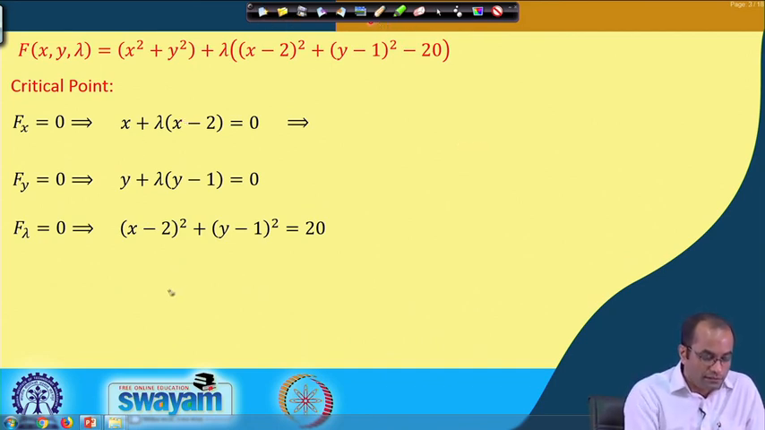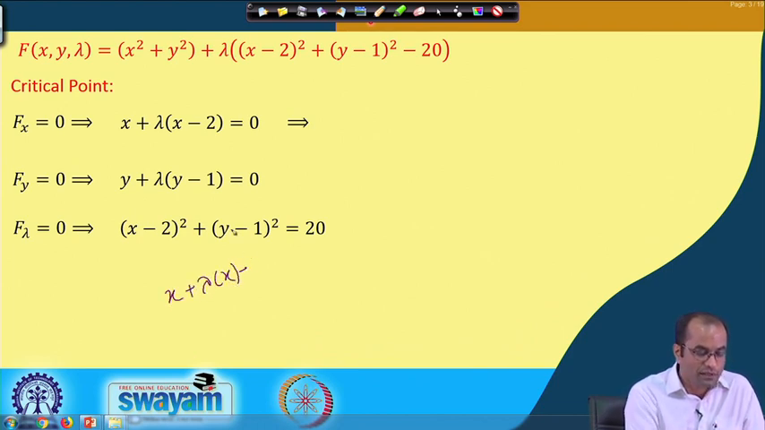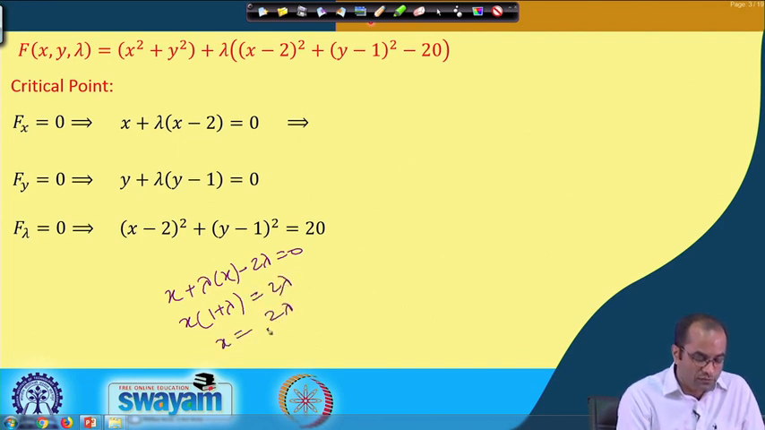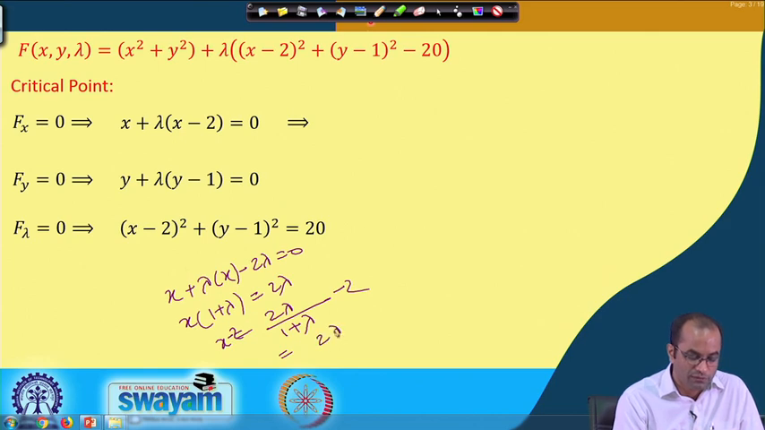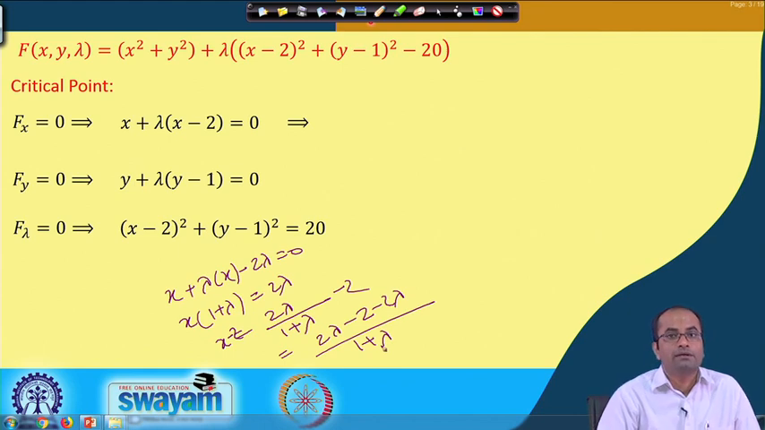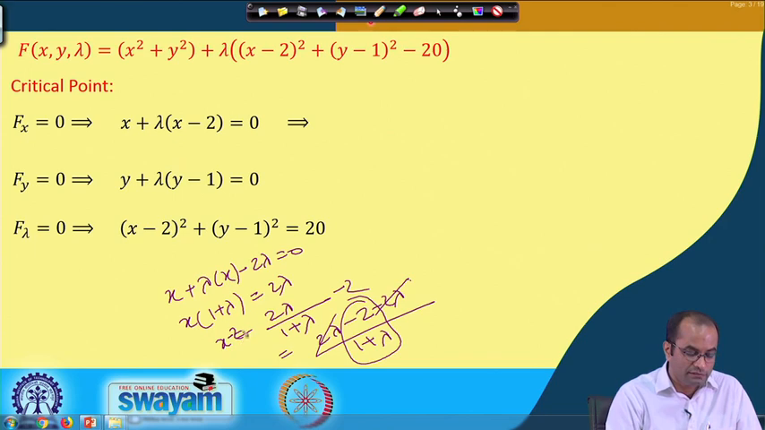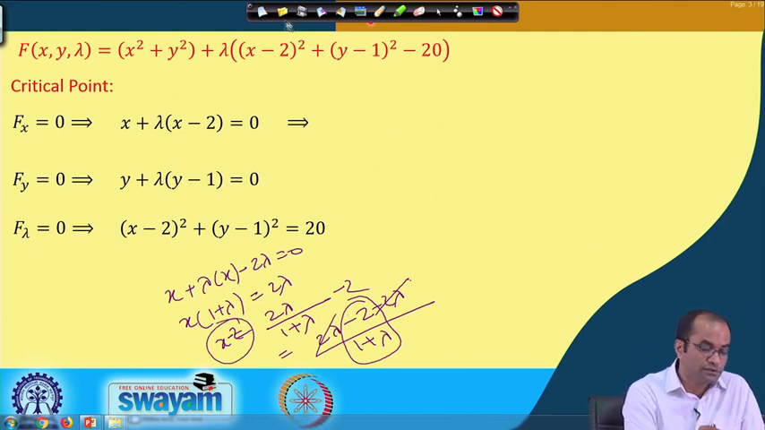We have x and we have the lambda x, and then we have minus 2 lambda is equal to 0. So, x times (1 plus lambda) is equal to 2 lambda. So, x is 2 lambda over 1 plus lambda. So, if we want to get x minus 2, we get 2 lambda over 1 plus lambda minus 2. So, in this case, minus 2 over 1 plus lambda is the value of x minus 2 from this equation number 1.